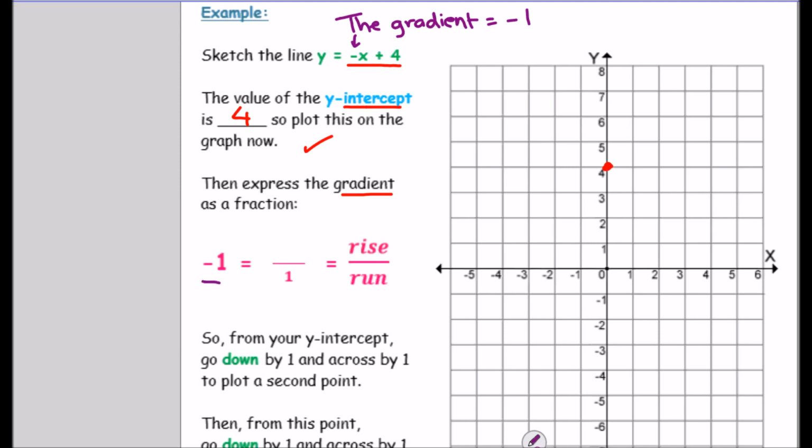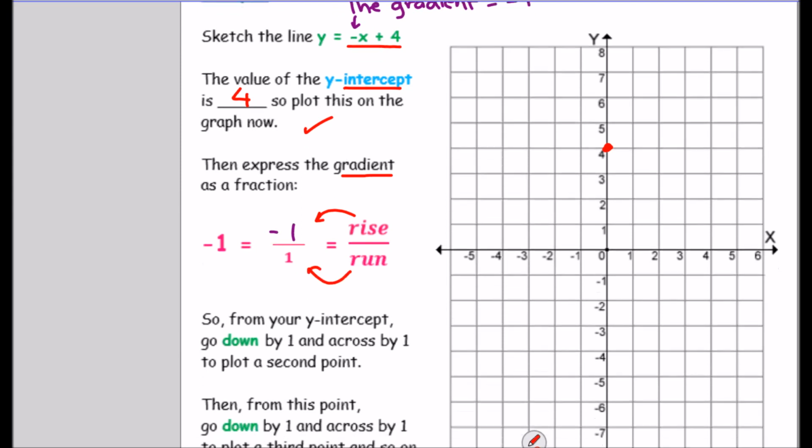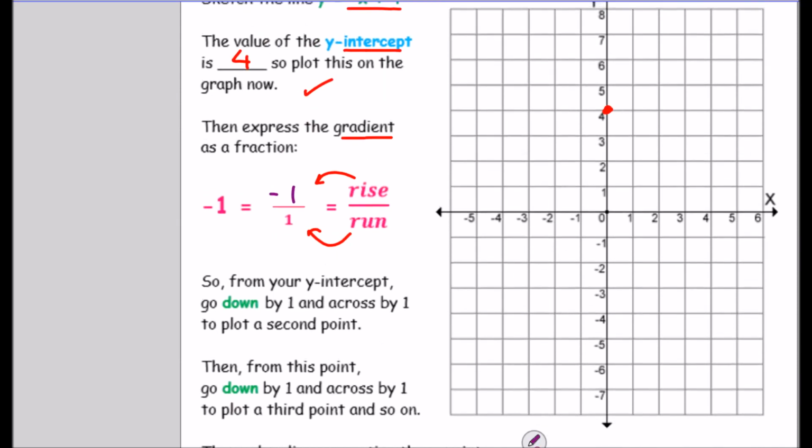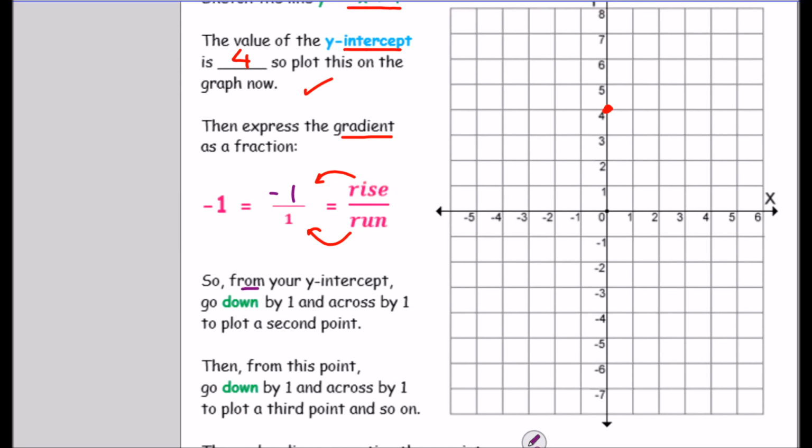So now let's express this gradient as a fraction. Negative 1 expressed as a fraction is the same as negative 1 divided by 1, because a negative divided by a positive is a negative. So we have a rise of negative 1, going down by 1 basically, and a run of 1. So from your y-intercept, which is a red point, because it's a rise of negative 1, go down by 1 and across by 1 to plot a second point.